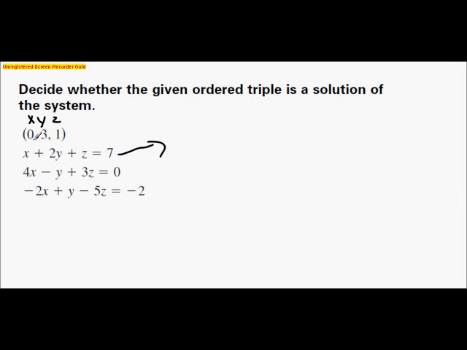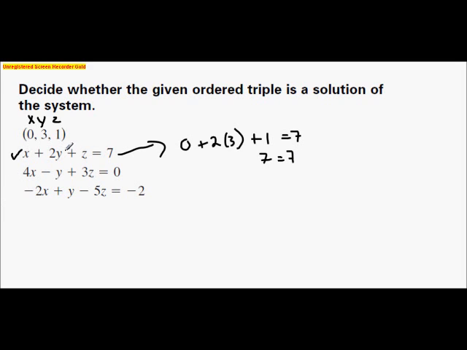We're going to plug in 0 for x, 3 for y, and 1 for z. I'll do this first one the long way, and then the other ones will go quicker. So 0 for x plus 2 times 3, because 3 is the y, and z is 1, so plus 1 equals 7. We have 0 plus 2 times 3. Well, 2 times 3 is 6, so we have 6 plus 1 is 7. So 7 equals 7. That one works, so this is good. That means it could possibly be a solution.